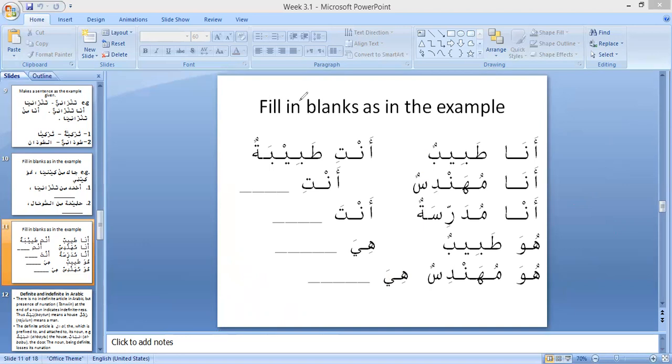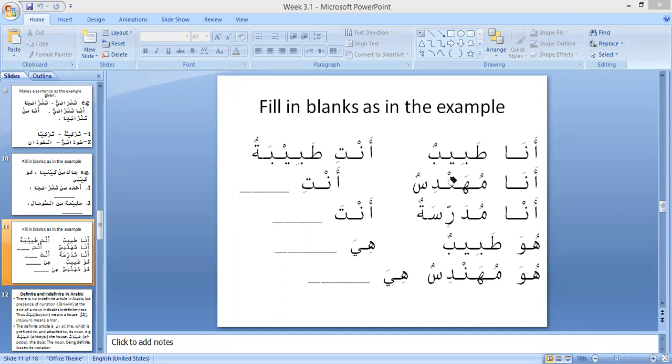Now, if you look at this, ana tabib. Tabib is a doctor. Ana tabib, I am a doctor. Is this male or female? Male, yes, because a male doctor is different from a female doctor. Now you see anti tabiba. What does it mean? Female. You are a doctor. Female, because anti means you singular female, and tabiba, which ends with ta marbuta, automatically becomes female. So ana tabib, I'm a doctor. Anti tabiba, you are a doctor.